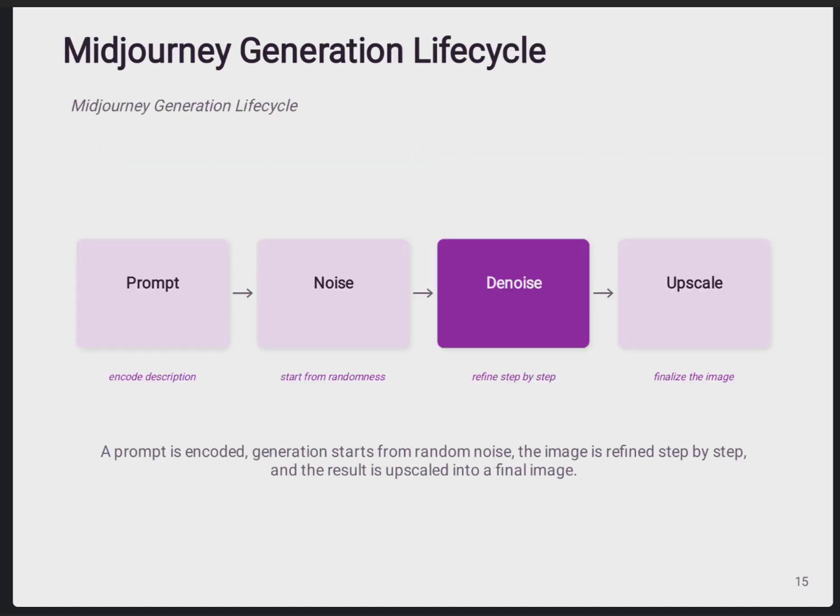Midjourney generation lifecycle. Encode the description prompt, start from random noise, refine step by step by denoising, finalize the image, and upscale. A prompt is encoded, generation starts from random noise, the image is refined step by step, and the result is upscaled into a final image.